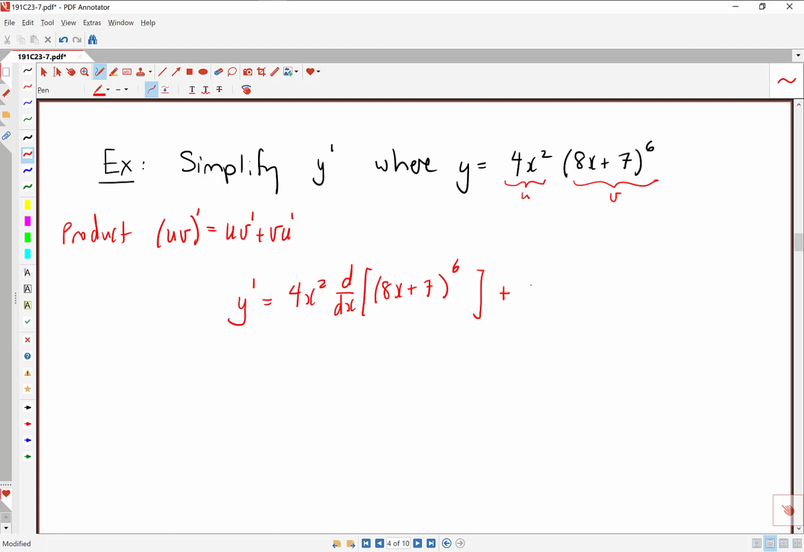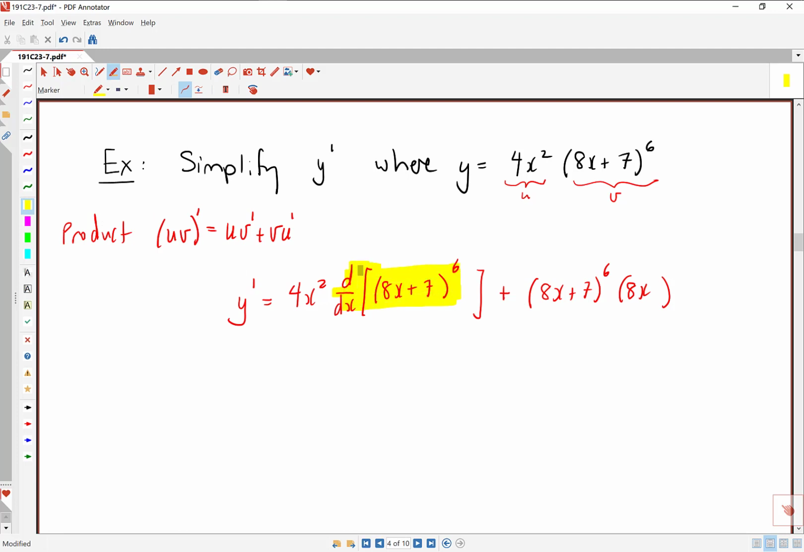Then we're going to go plus our second factor times the derivative of our first factor. Well, the derivative of u with respect to x is easy enough to take, so it's best just to write that down and say that's 8x. But what we really need to work on in our next step is taking this derivative.